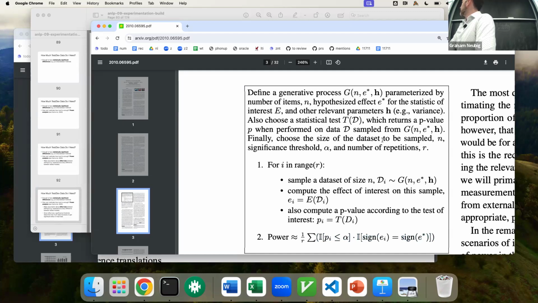And by doing this, you can essentially calculate how much data you would need. Or sorry, you can calculate the statistical power, and then you can do this for various sizes of data sets. So you can gradually increase the size of the data set or decrease the size of the data set. And that allows you to figure out how big your data set needs to be in order to get a statistically significant effect of the various sizes.